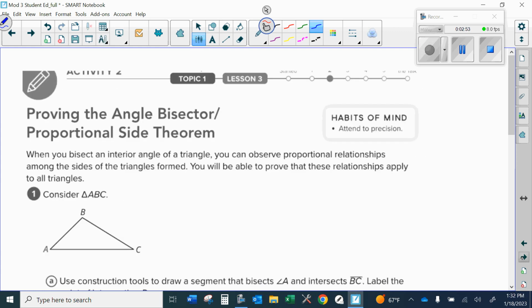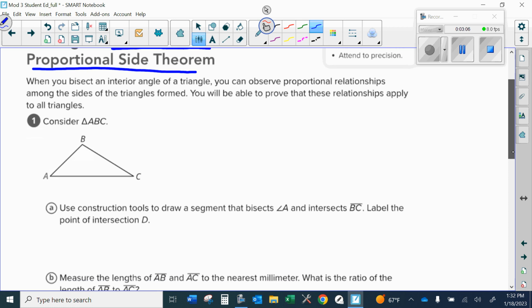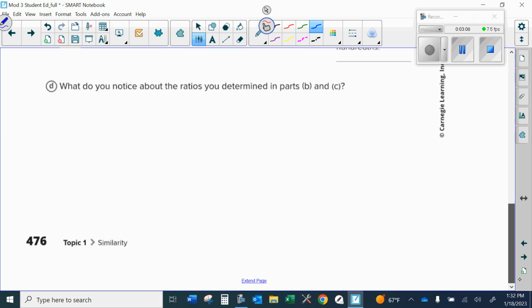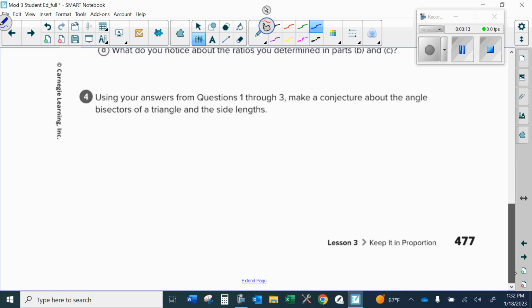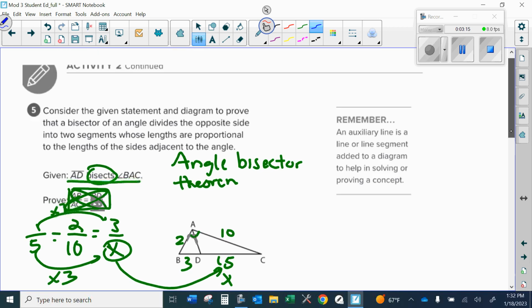Okay. Angle bisector theorem and proportional side theorem. Most books just call it the angle bisector theorem. Okay, we're just going to get to an example. I'm not going to start proving it. It takes too long. You're not going to be doing that on a test or the DCAS.